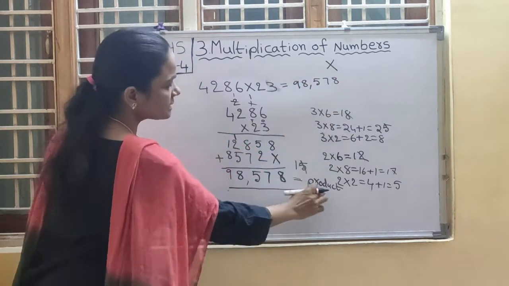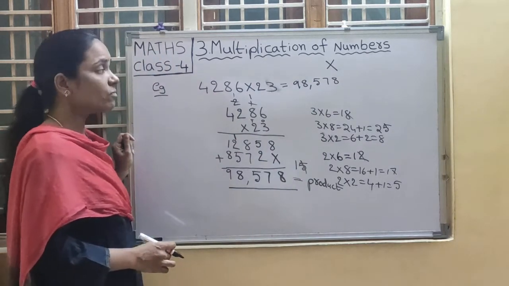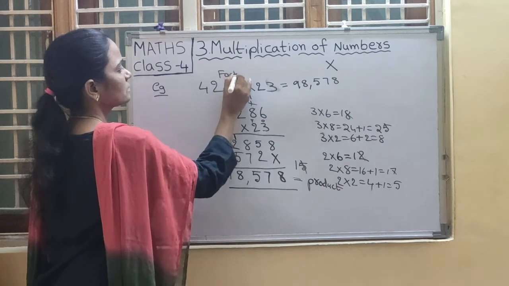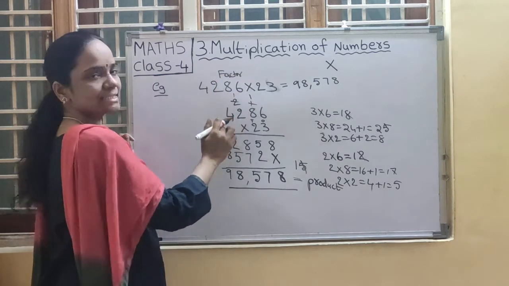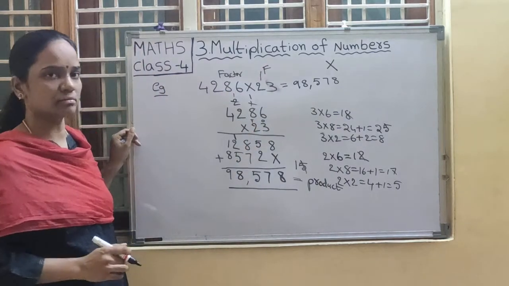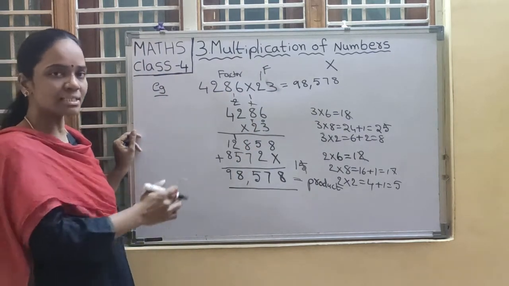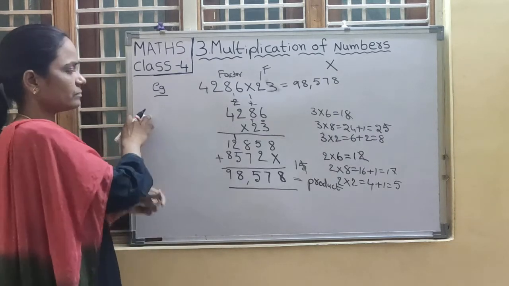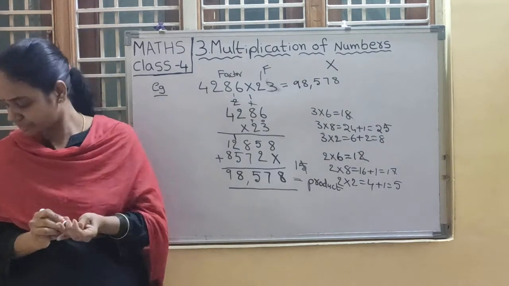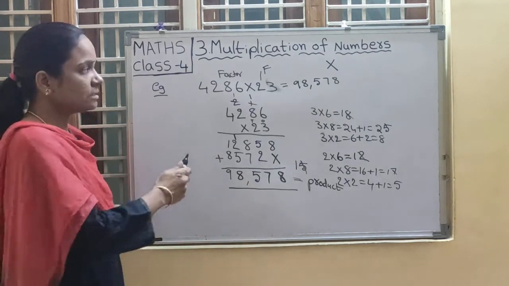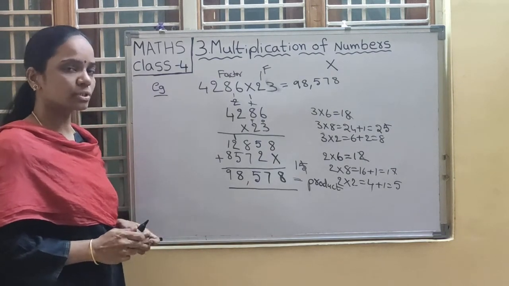98,578. So the answer is known as the product. And what are the factors, children? This is a factor. 4,286 is a factor. This is another factor. We have two factors. Have you understood, children? This is our standard multiplication. Note it down, children, please. You can pause the video and note it.